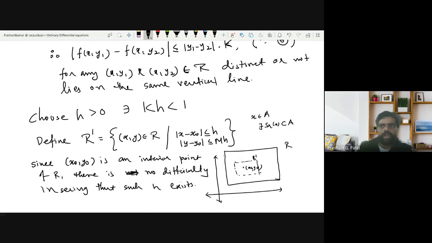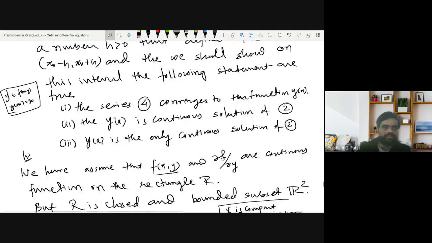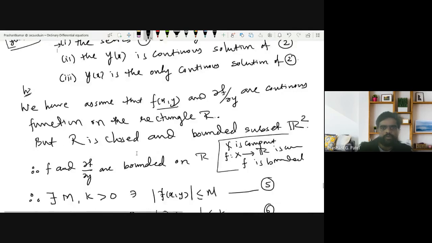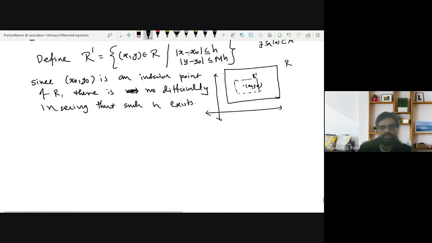So now we confine our attention to this interval, mod of x minus x0 less than or equal to h, in order to prove the first statement, that the series is convergent to the function y. So our concentration is now on the interval mod of x minus x0 is less than or equal to h.